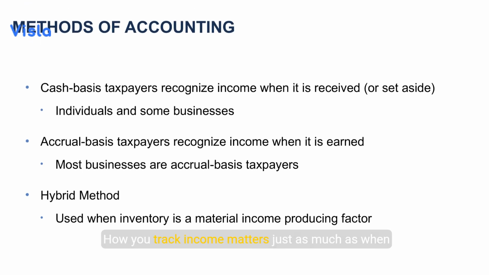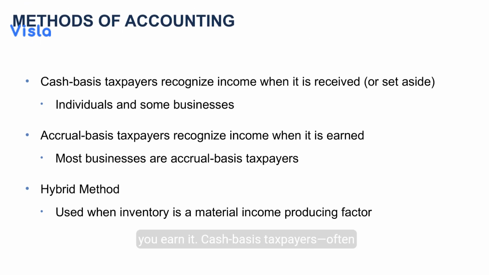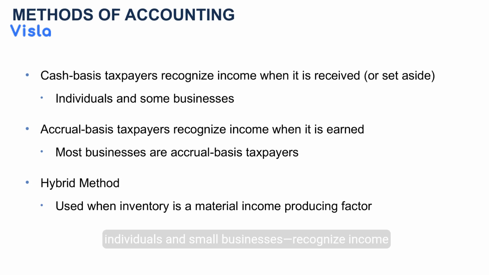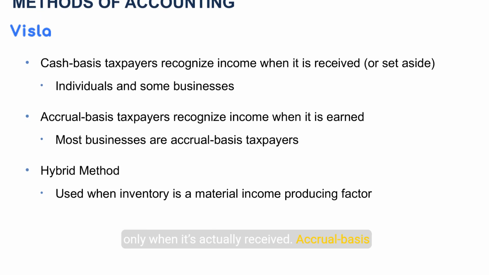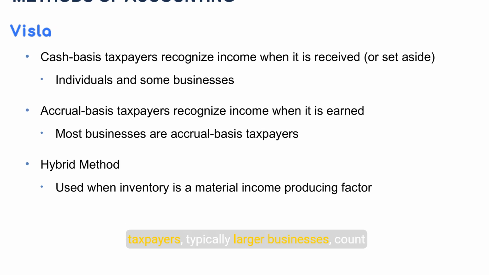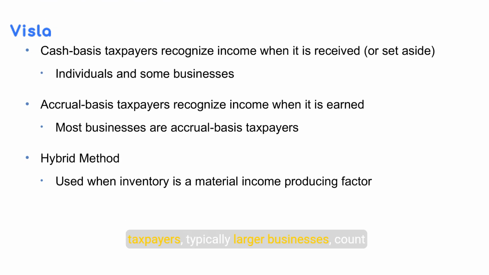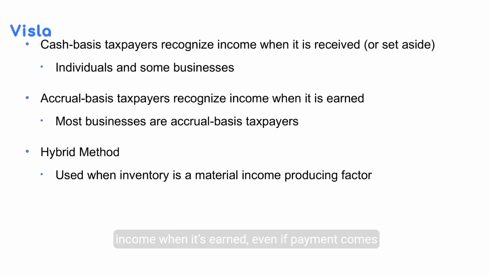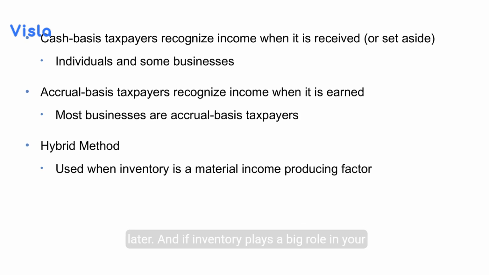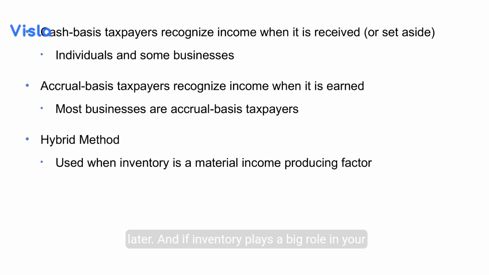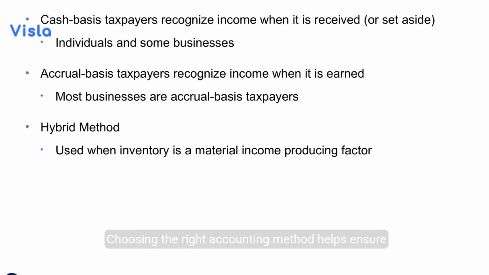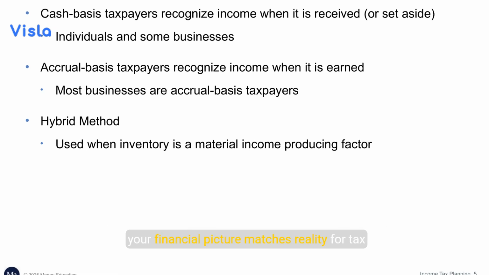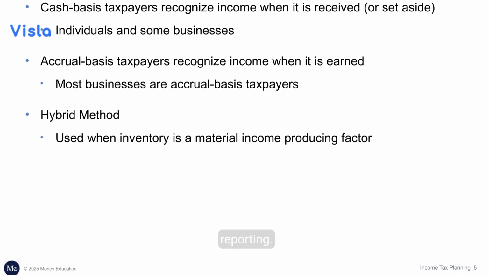How you track income matters just as much as when you earn it. Cash basis taxpayers, often individuals and small businesses, recognize income only when it's actually received. Accrual basis taxpayers, typically larger businesses, count income when it's earned, even if payment comes later. And if inventory plays a big role in your operations, a hybrid method may be used. Choosing the right accounting method helps ensure your financial picture matches reality for tax reporting.